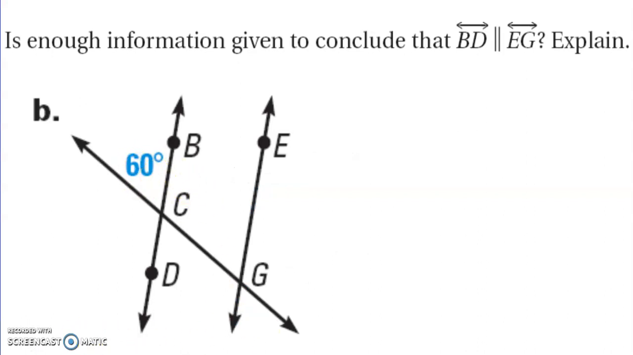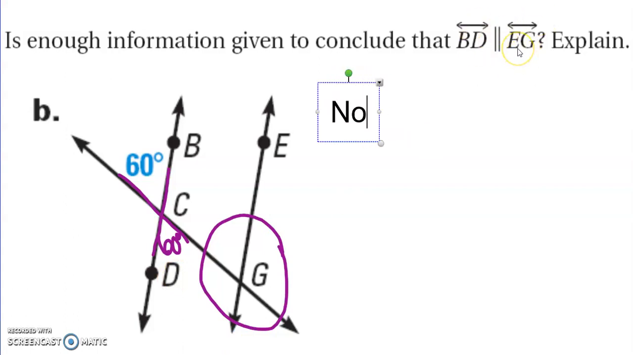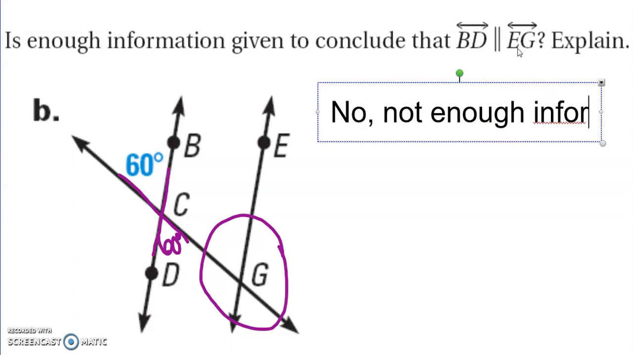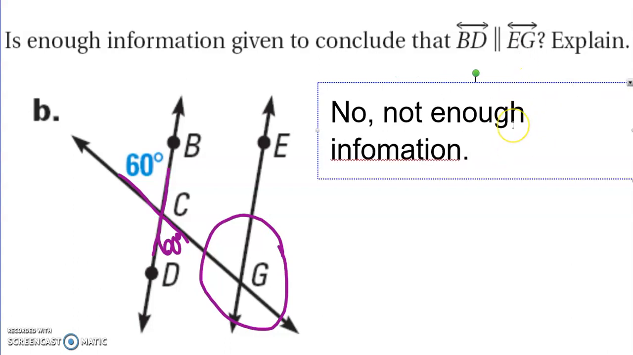Okay, here we only know one angle measure. Now, you want to see if you can gather any additional information. We do know that vertical angles are congruent, so this angle measure is also 60 degrees. But we don't know anything about these four angles. We don't know anything about these two corresponding angles, or these two, or these two, or these two, right? We don't know anything about corresponding angles being congruent because we only know those two angle measures, and those are vertical angles. So we do not have enough information to conclude that these lines are parallel.